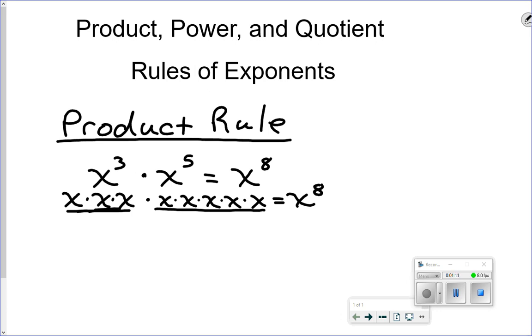We can do this as long as the bases are the same, meaning this is x and this is x. If one were x and one were y, you'd have to just leave them separate. Same if they're numbers. If they're both numbers, like if we have 3 to the 5th times 3 to the 9th, we can apply the product rule as long as those bases are the same, and that'll become 3 to the 14th power. Okay, but if one was a 3 and one was an 8, we could not do that. So as long as the bases are the same, whether they're numbers or letters, you simply combine them together and add the exponents. That's the product rule.